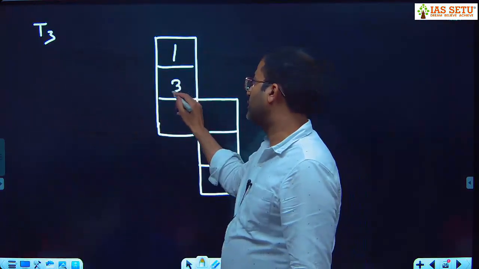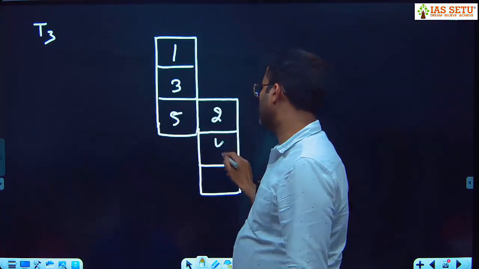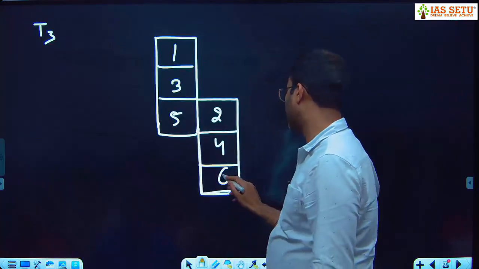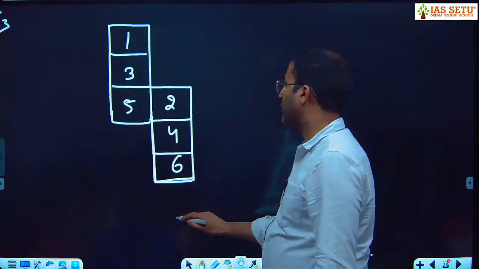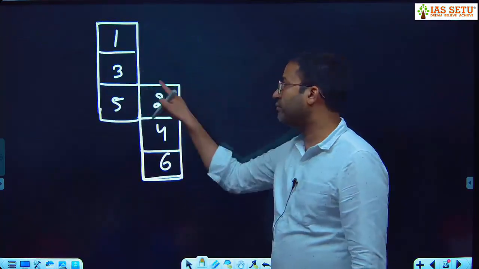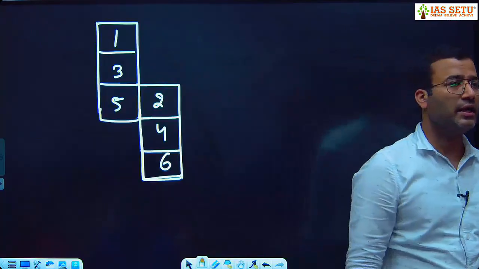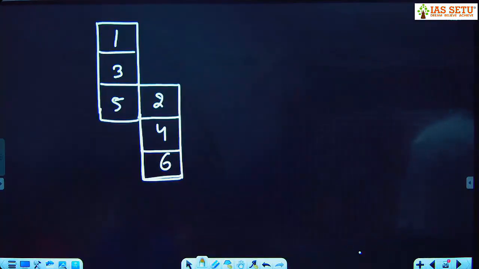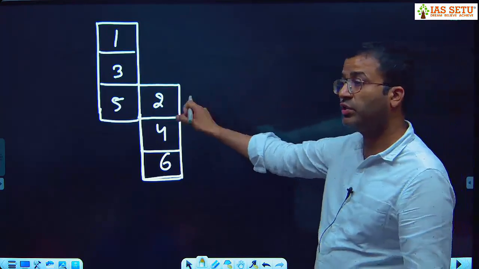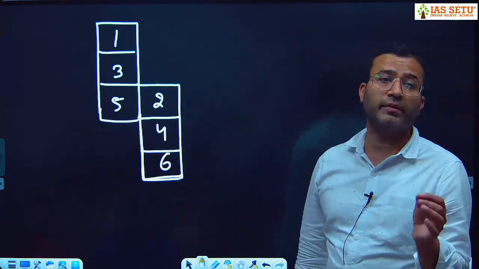1, 3, 5, 2, 4, 6. When we have two columns like this with 3 and 3 faces given, you can try it. If you are very good at imagination, imagine in your mind that if you fold it, it will become a box or dice.